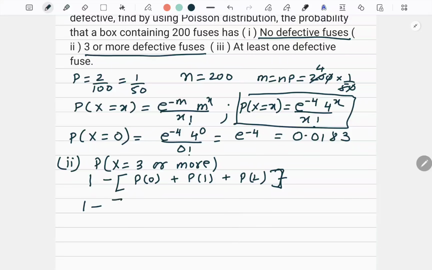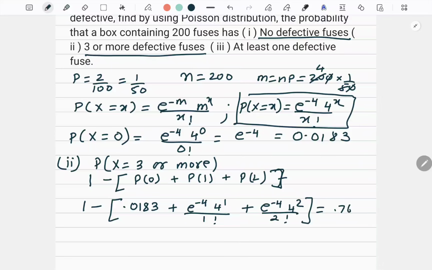So 1 minus what is probability for 0? The probability for 0 we just now calculated, 0.0183. Probability for 1 is what? e to the power minus 4, 4 to the power 1 upon 1 factorial. Probability for 2 is e to the power minus 4, 4 square upon 2 factorial. Now use your calculator and solve this. So what will be the answer? This is for 3 or more defective fuses. So this is 0.7621. Right?